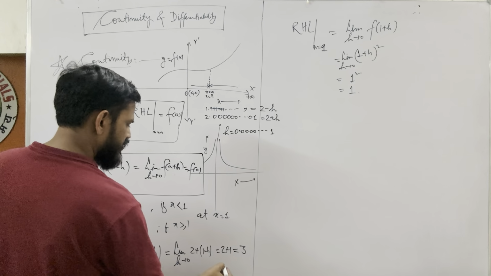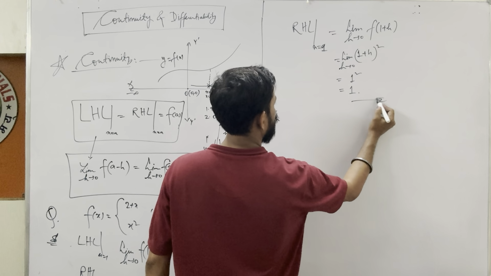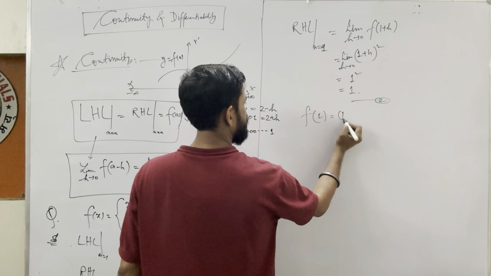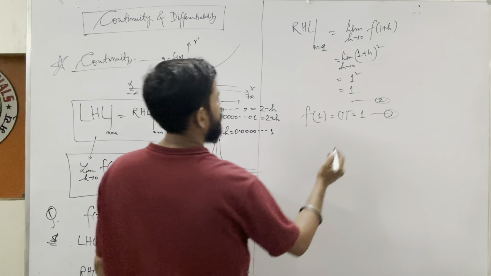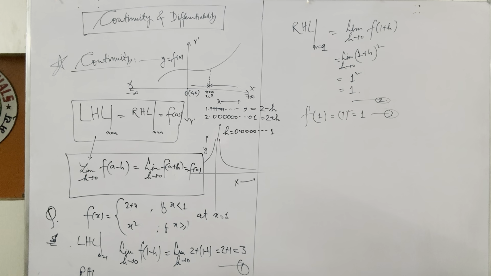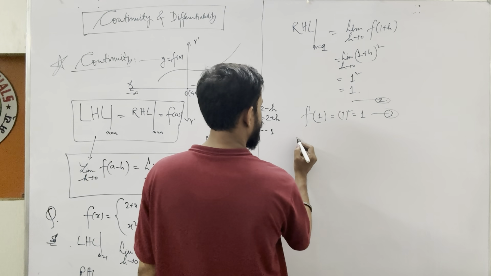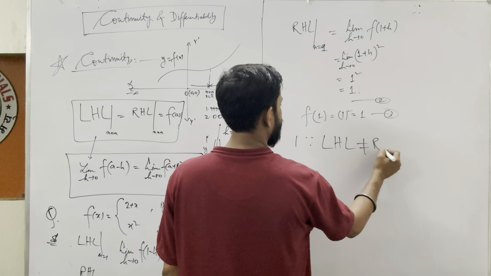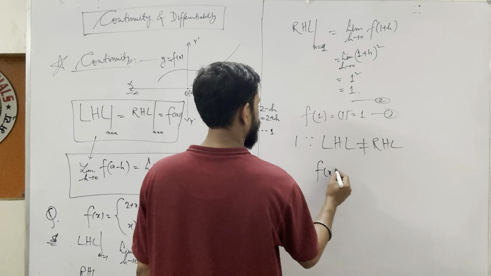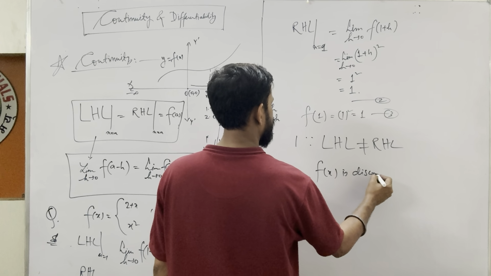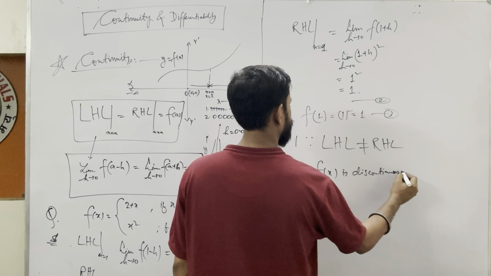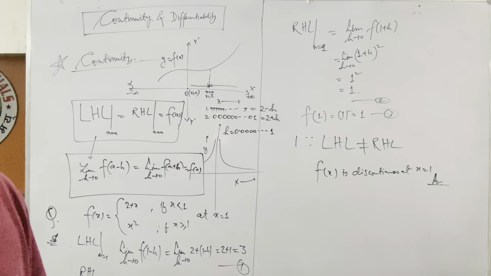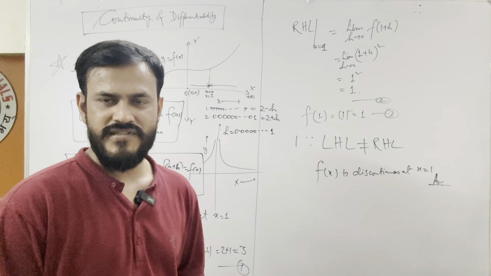So what we see from equation 1 and 2, also f of 1 is exactly 1 square, which is 1. If any one of them are not equal, then the function is discontinuous. So we can say, since left hand limit is not equal to right hand limit, f(x) is discontinuous at x equal to 1. Answer. So that's how one solves a continuity problem.